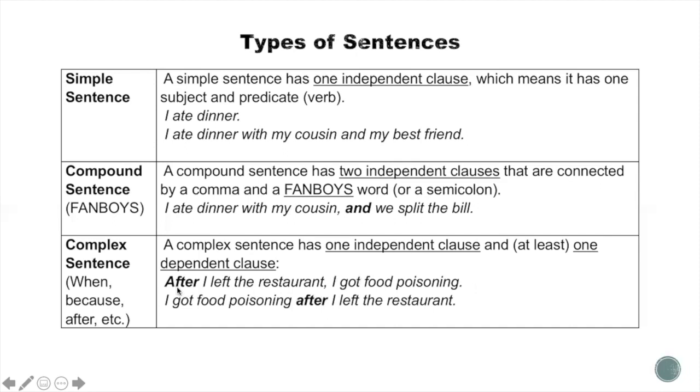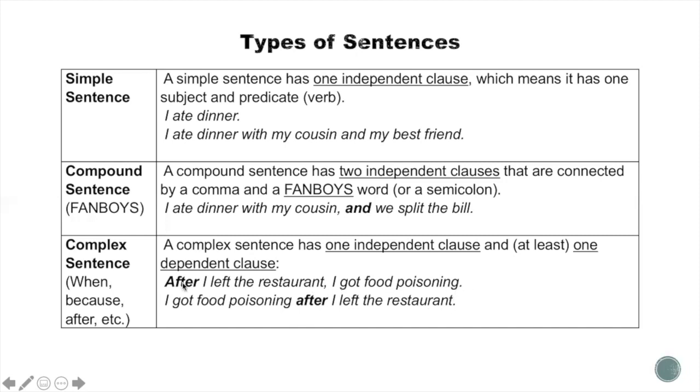If we use that word at the front, we add a comma here. This is what is called a dependent clause. So I couldn't just put a period here and leave this as "after I left the restaurant," because that would be a fragment. This is a dependent clause because it depends on more information to make this a complete idea and to make it grammatically correct.